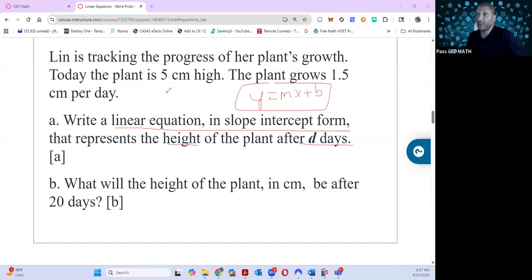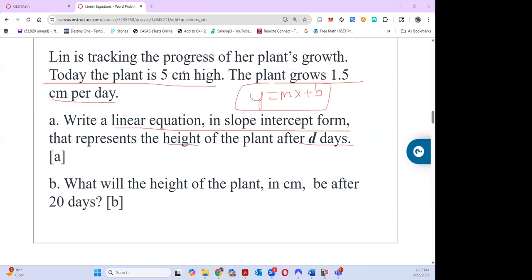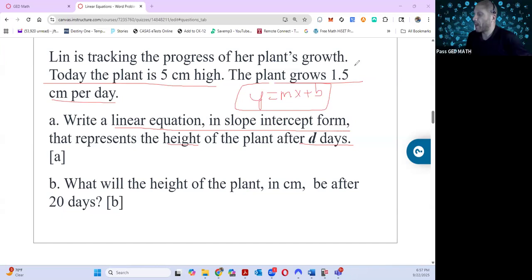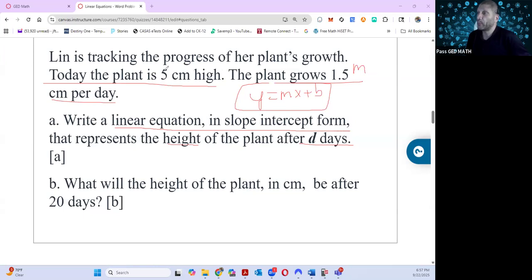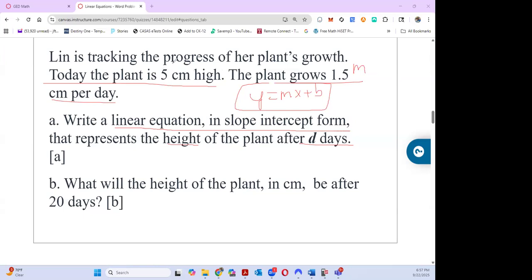So you got 2 numbers here. Today the plant is 5 centimeters high. The plant grows 1.5 centimeters per day. What is changing and what number is not going to change? 1.5 is mx. I'm sorry, 1.5 is my M. The 5 centimeters is not going to change, and the 5 is b.